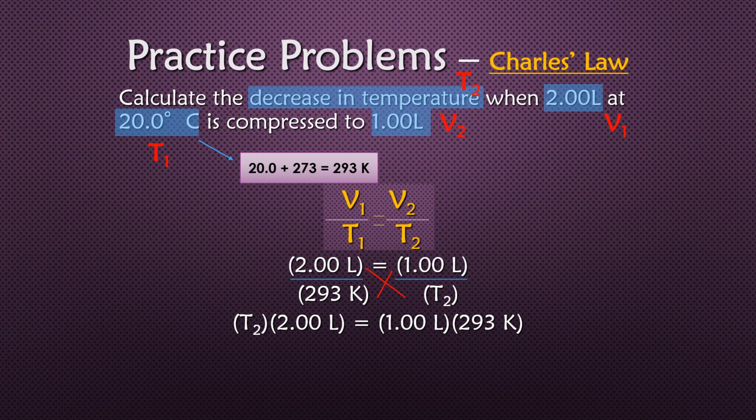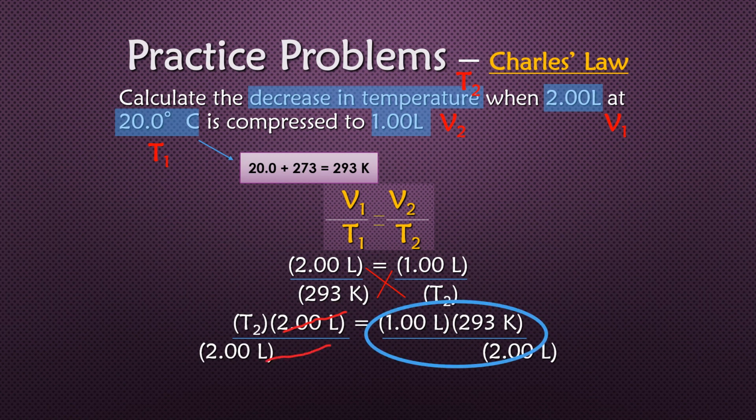Okay, and now we still want to solve for T2. So we will bring that 2 liters to the other side of the equation, and to do that, we can just go ahead and divide the 2 liters on both sides. The 2 liters on the left-hand side is going to cancel out, and we can just go ahead and solve for this part, and there you go. Our final answer is going to be 146.5 Kelvin.